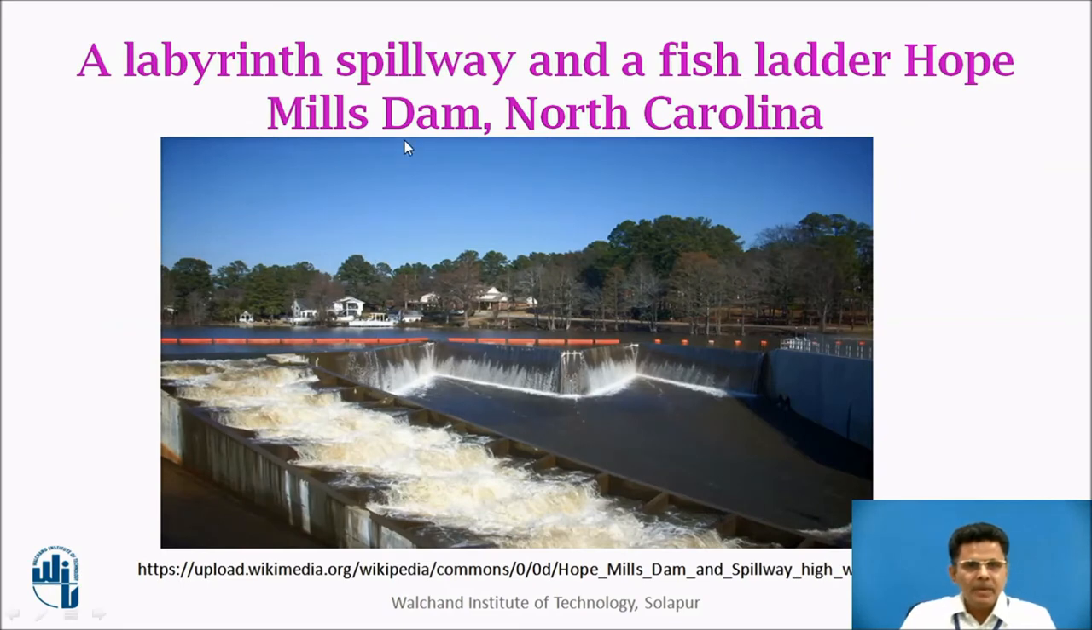A labyrinth spillway with a fish ladder at Hope Mills Dam, North Carolina. So this is a labyrinth spillway, and this is a fish ladder which eases the passage of fish from downstream to upstream, even though a dam barrier is in between.